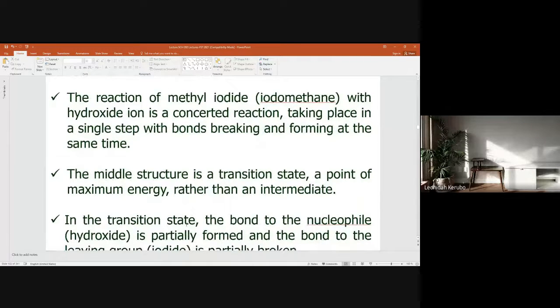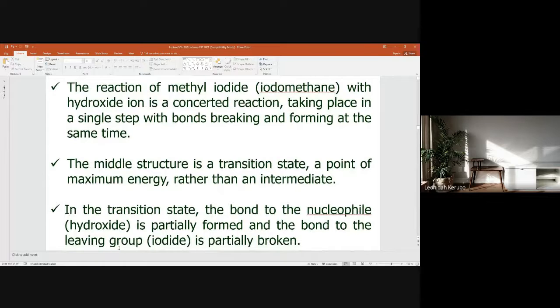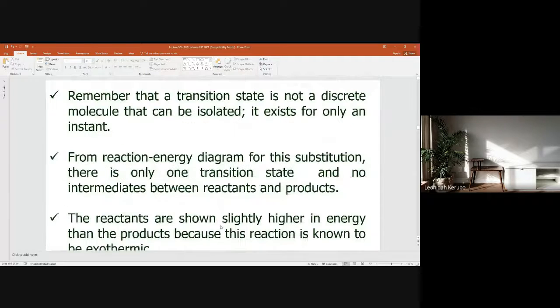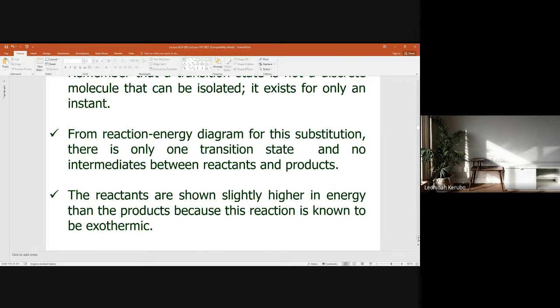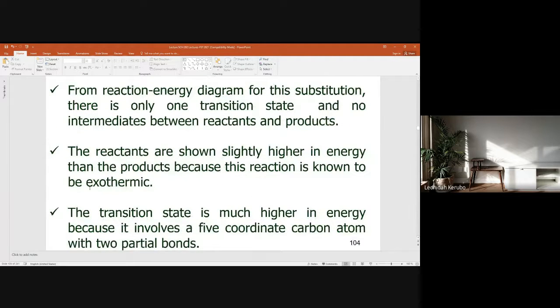In the transition state, the bond to the nucleophile, that is hydroxide, is partially formed, and the bond to the leaving group, that's iodide, is partially broken. That we've already indicated. Then remember that a transition state is not a discrete molecule that can be isolated. It exists for only an instant. From the reaction energy diagram for this substitution, there is only one transition state and no intermediates between reactants and products. You will see that later. The reactants are shown slightly higher in energy than the products because this reaction is known to be exothermic.